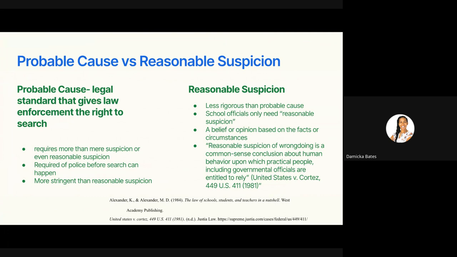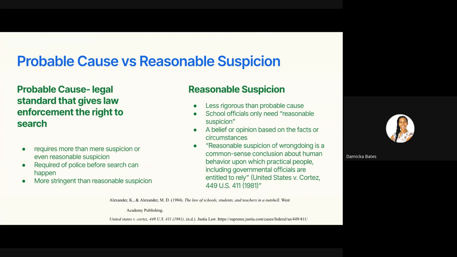So what is that? Probable cause is the highest standard that's required of a search. It requires police to have sufficient evidence that you committed a crime, or that there is a possible chance that there's evidence they can use to search your items or your belongings. But it requires more than mere suspicion or even reasonable suspicion. It's required of police before they can search you, and it's more stringent than reasonable suspicion.